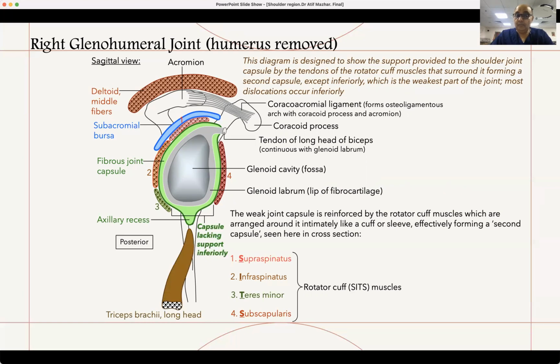So there is no support. So here we can see only the capsule is alone. No one else is there. And this is the direction which is taken by the head of the humerus if it falls out. Are we good? Guys, this is a very important concept and you are expected to be well connected with this.